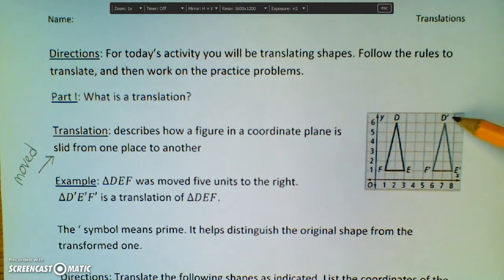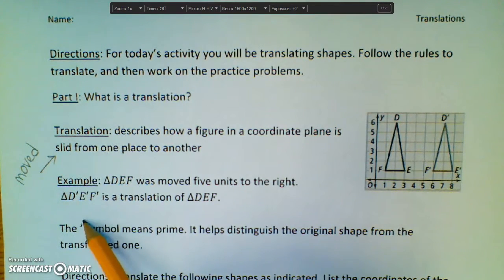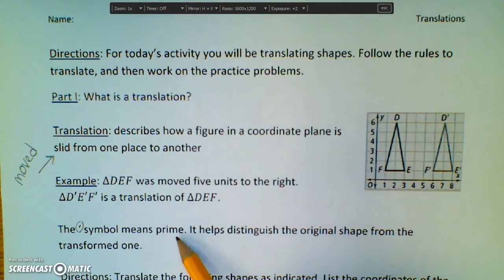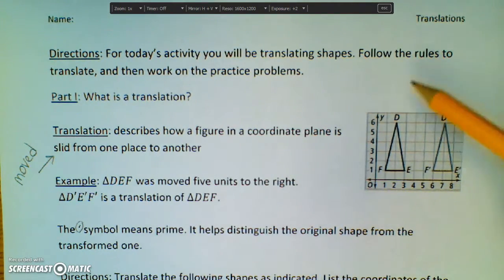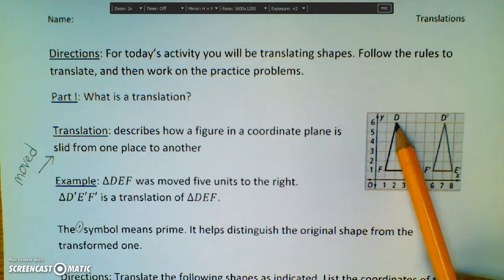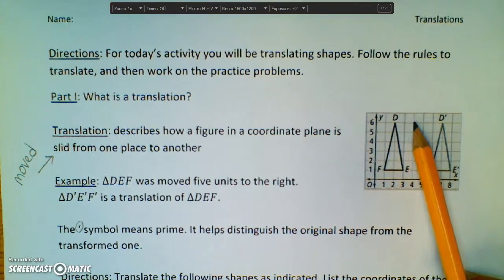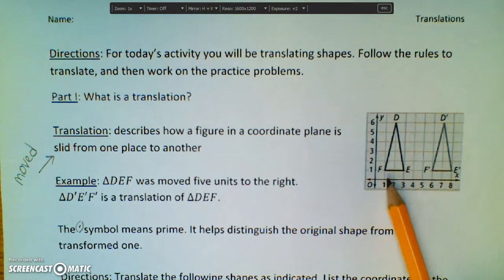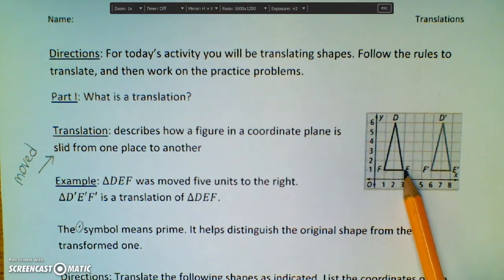Notice on this triangle there are different symbols on D, E, and F. This is called D prime, E prime, and F prime. That symbol, the apostrophe symbol, means prime, and it helps to distinguish the original shape from the transformed one. So here's where we started, and here's where we ended up. I moved this point 5 units to the right. Same thing with F, and same thing with E.